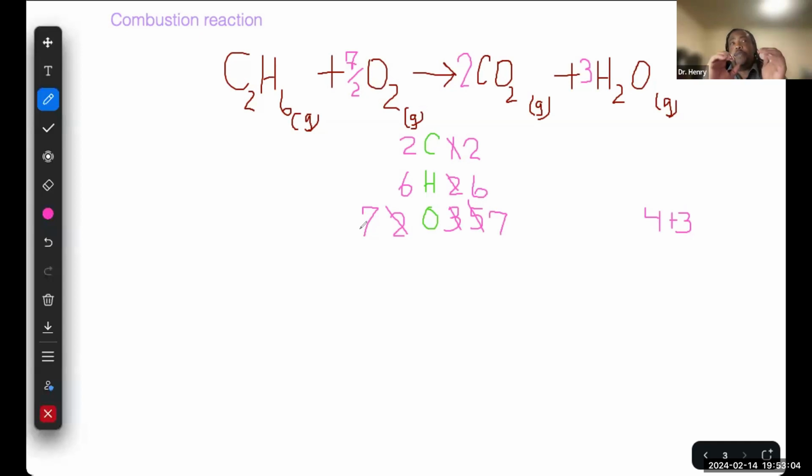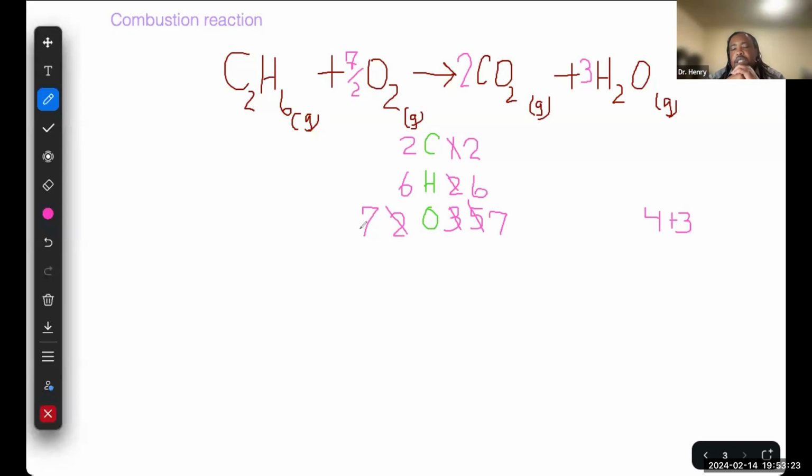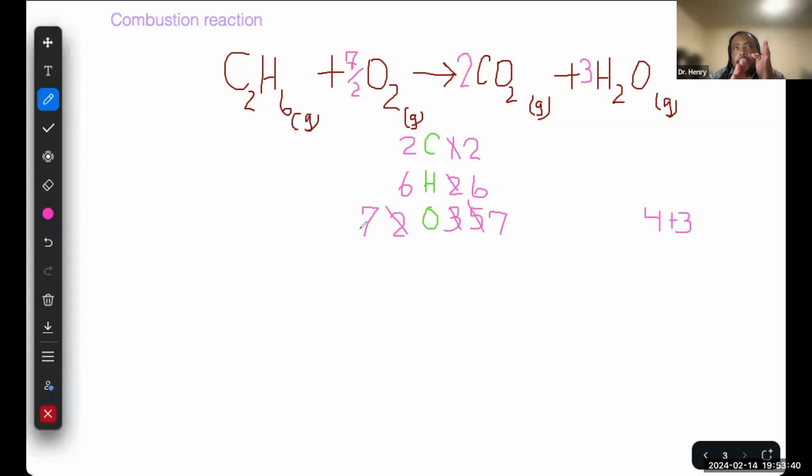Okay, now that's going to be the same thing if we're talking about a single molecule. If we split it in half, it's not going to be okay. So we don't want to leave it as a half or a 0.5. So what can I multiply the whole equation by so that I can get rid of that half? So what times 1/2 is going to give me a whole number?